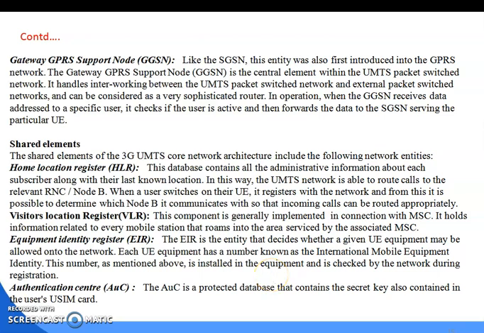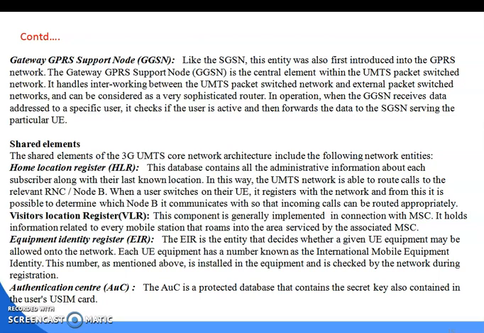Today I am going to discuss the Gateway GPRS Support Node, GGSN. Like SGSN, this entity was also first introduced into the GPRS network. The GGSN is the central element within the UMTS packet switch network, and it handles interworking between the UMTS packet switch network and external packet switch networks.